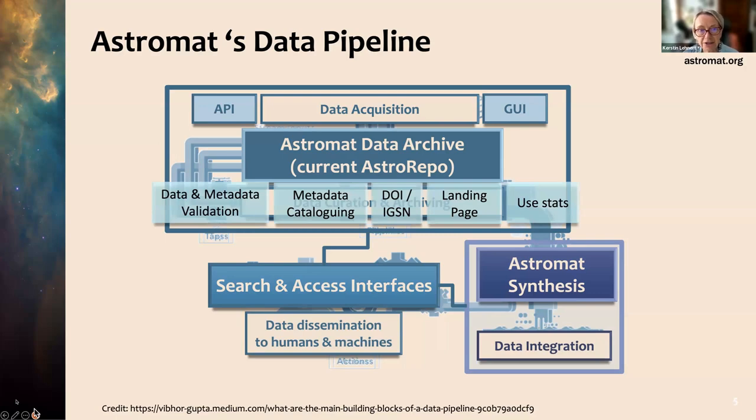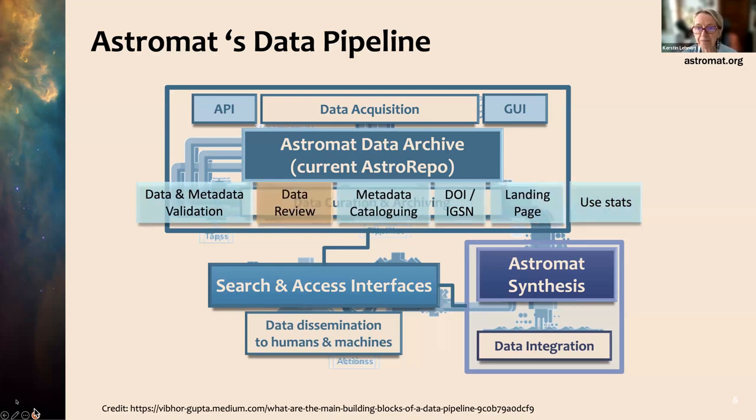So the current pipeline and workflow of data curation includes our internal curators doing a validation on data and metadata, cataloging them, assigning DOIs, and having a landing page. But we're adding to this now the data review as required by NASA for the new scope of the astromaterials data system.